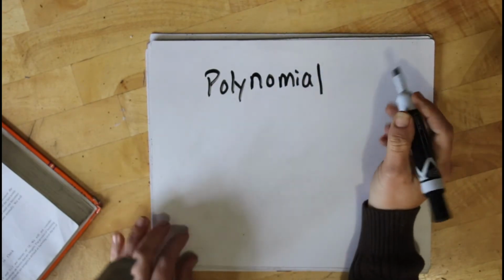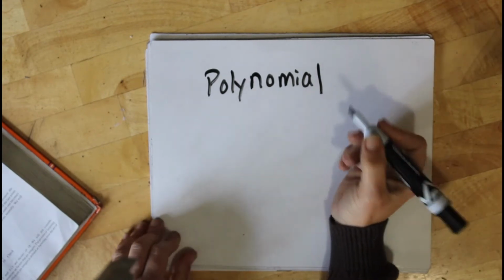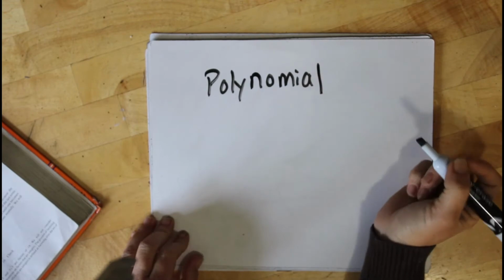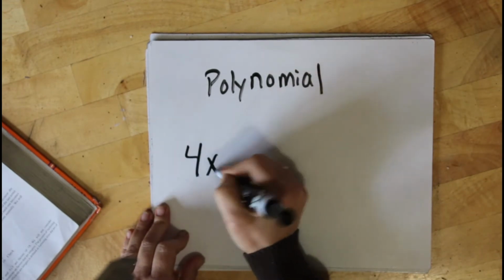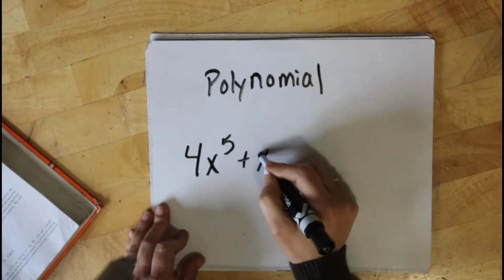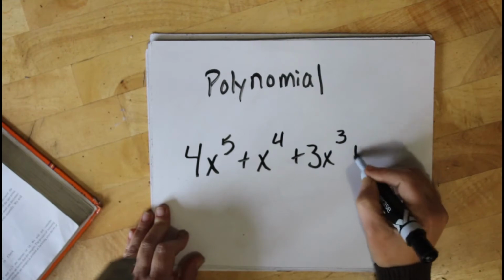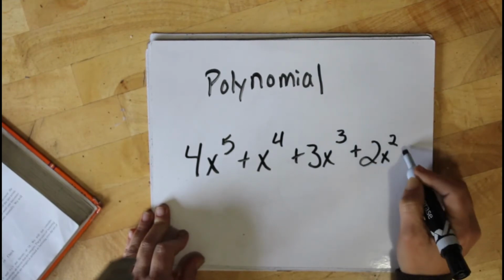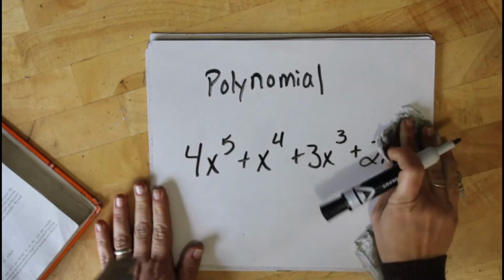You could have a polynomial that has 10 different monomials in it, as long as they're separated by a plus or minus sign. So it's something like 4x to the 5th plus x to the 4th plus 3x to the 3rd plus 2x squared plus x minus 1. Something like that. That would be a polynomial.